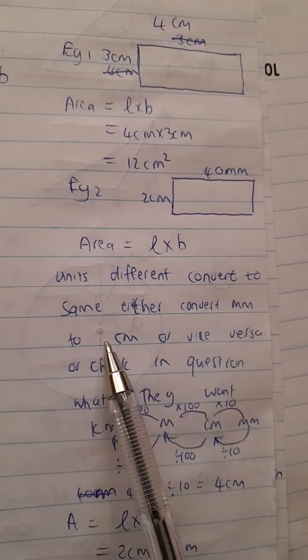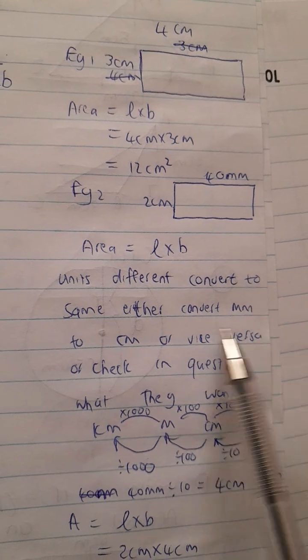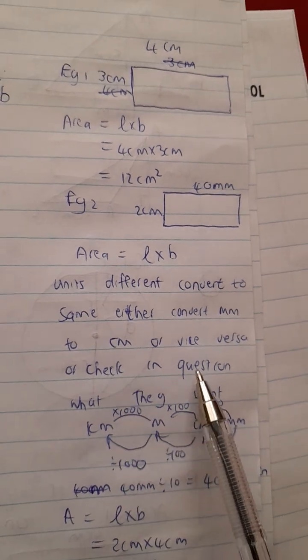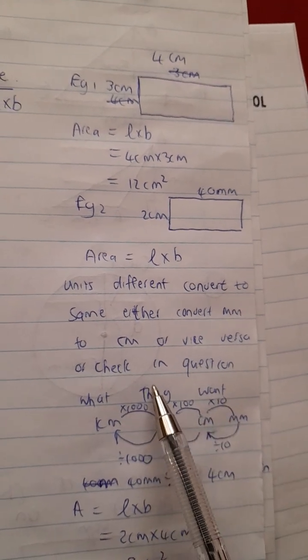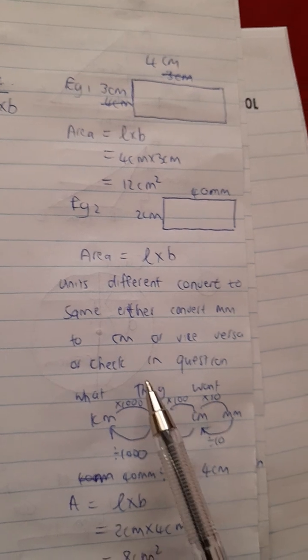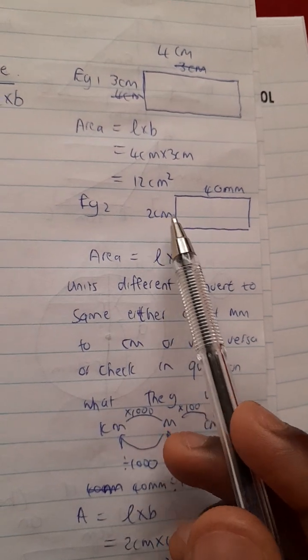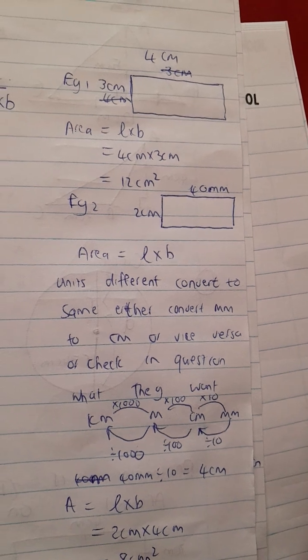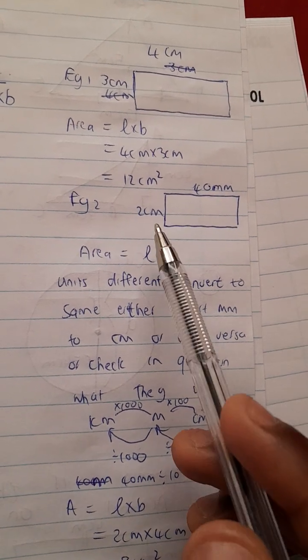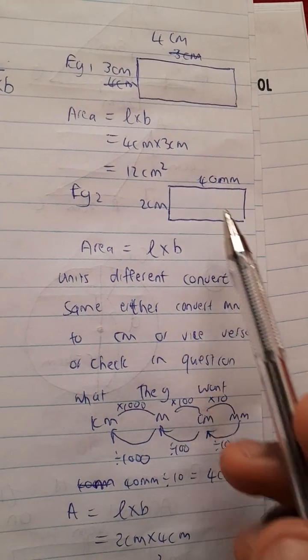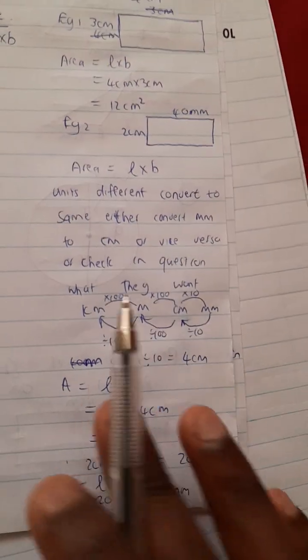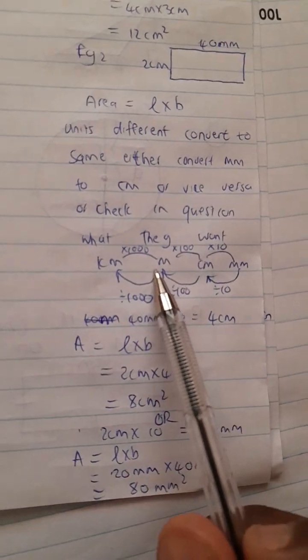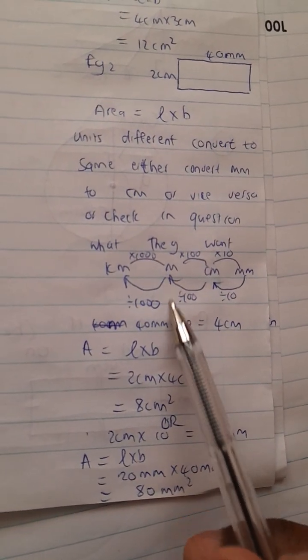Either convert millimeters to centimeters or vice versa. Or we check the question. What does the question say? If the question says write your answer in millimeters squared, then it means we have to change centimeters to millimeters. If they say write your answer in centimeters squared, then we have to change millimeters to centimeters, so we can have the answer in centimeters squared. So here we're just going to show you both options, what we would do.